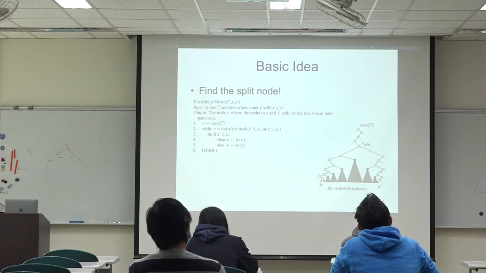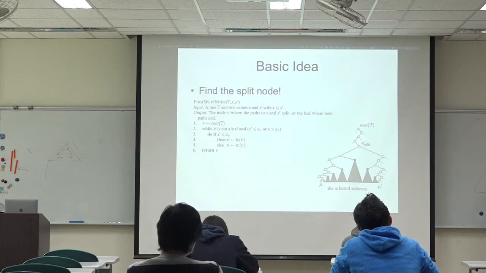Is it possible for the lower endpoint mu to be inside this left subtree? It's impossible, right? Because the largest value in this left subtree is 50, and this 50 is already smaller than 60. So it's impossible to contain any node of the range in this left subtree. So this is not the split node.